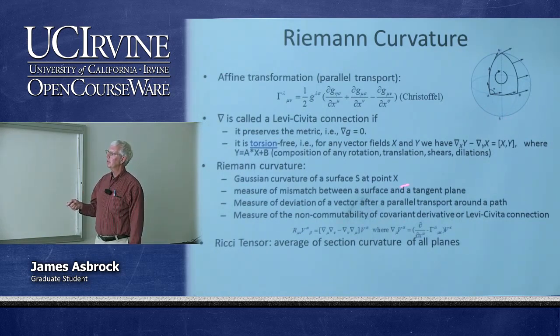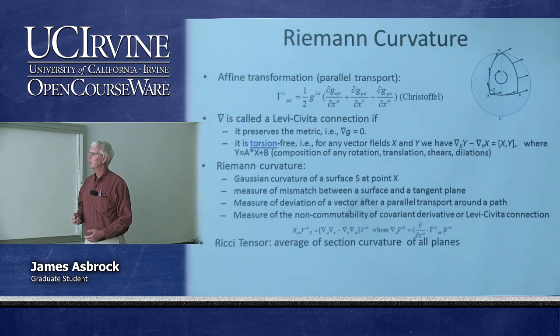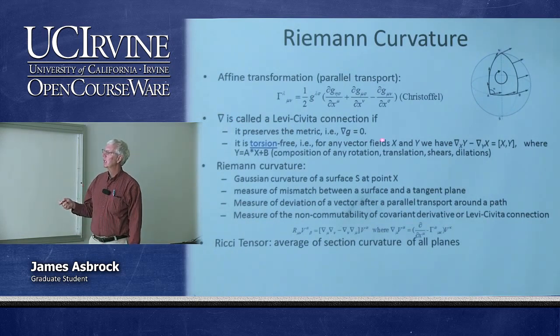And you can define a derivative of that, a covariant derivative, with these two properties: that the derivative of the metric is 0, and also it does not matter in which order you form the two derivatives, that this value is 0, which means it's torsion free.